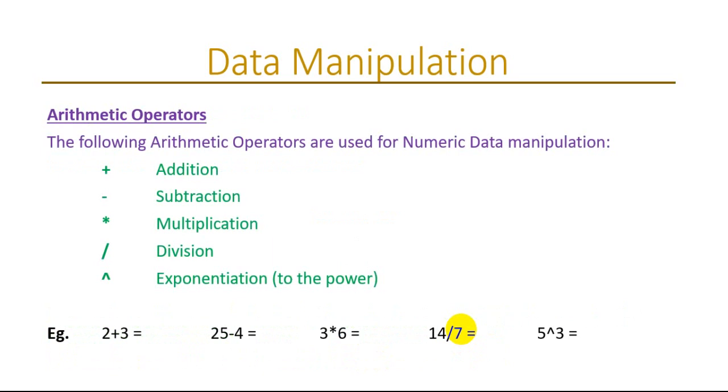For manipulation, first we have arithmetic operators. You already know that numeric data can be manipulated using arithmetic operators, like plus, minus, multiplication, division, and exponentiation, that is, to the power. Also remember, for multiplication we use star, not x, because if you use x on the keyboard, you might get confused with the letter x. So computers generally use the star symbol for multiplication. That's one important thing to remember.